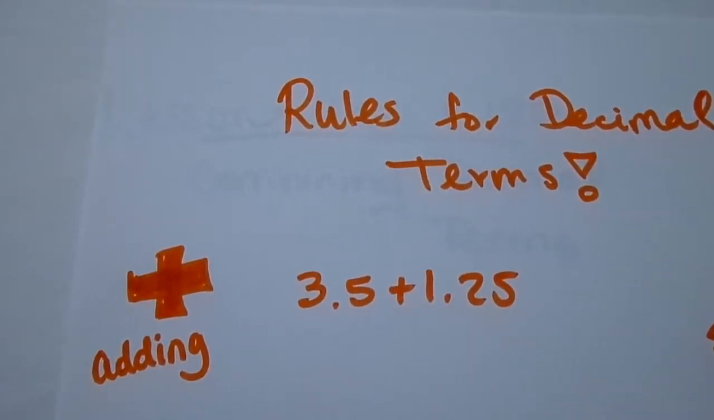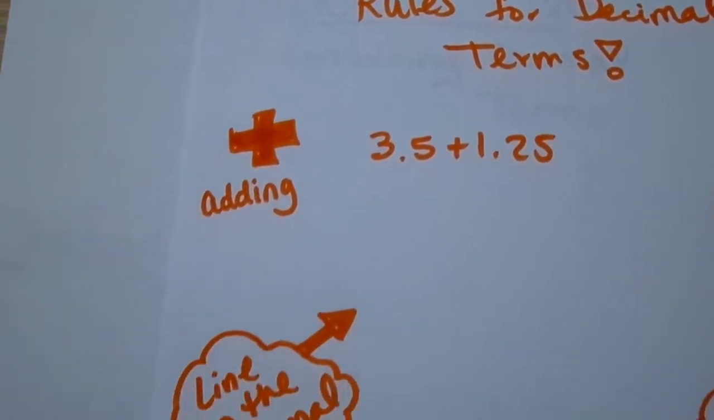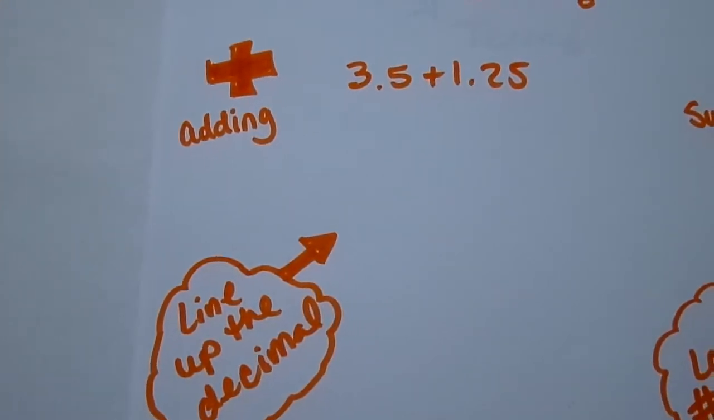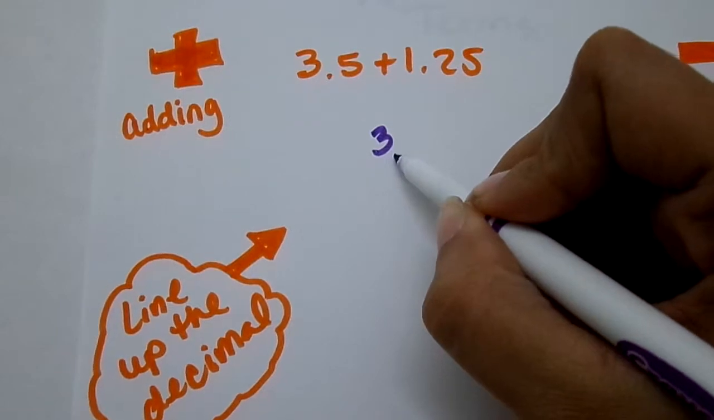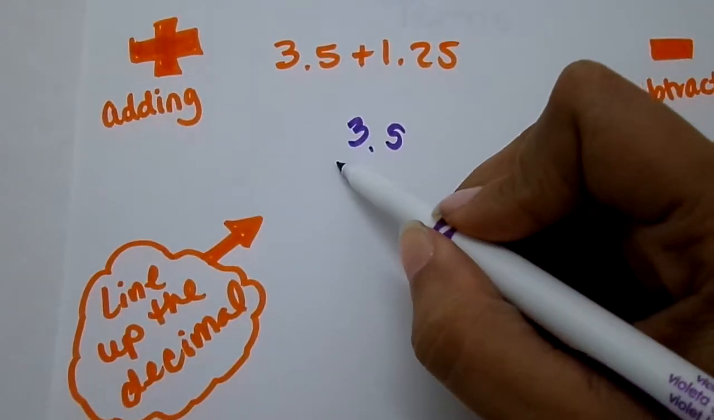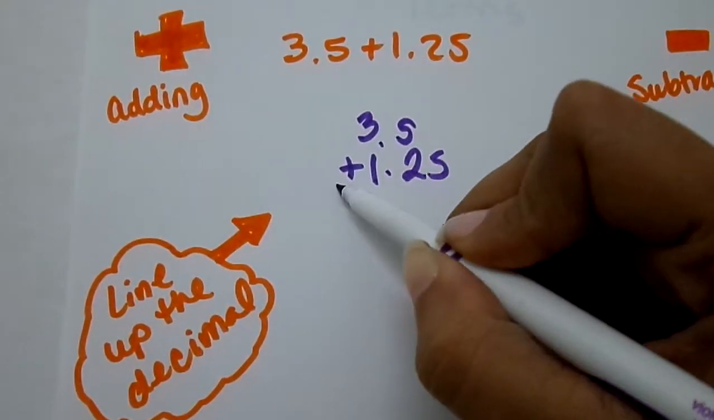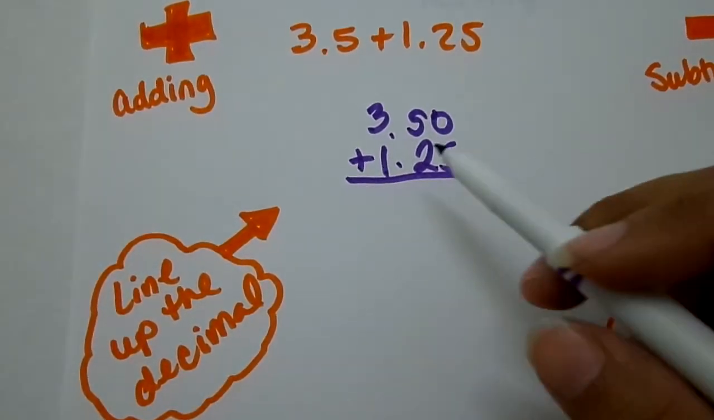So for example, when you're adding, we are going to need to line up the decimals. So if I'm adding 3 5/10 plus 1 25/100, when I do my addition, I'm going to have to make sure to line my decimals up, place any zeros that I need to, and then add.